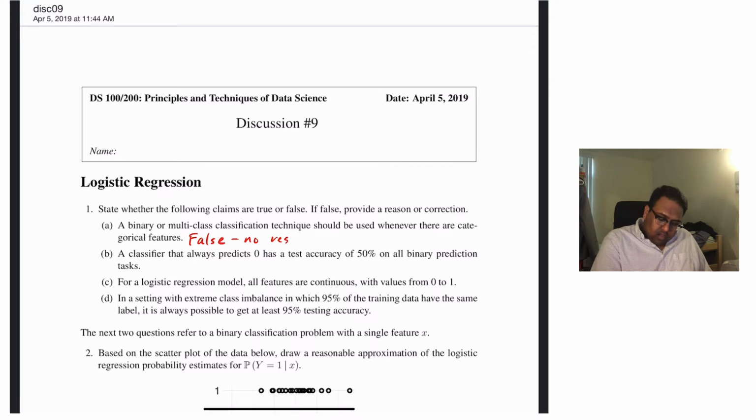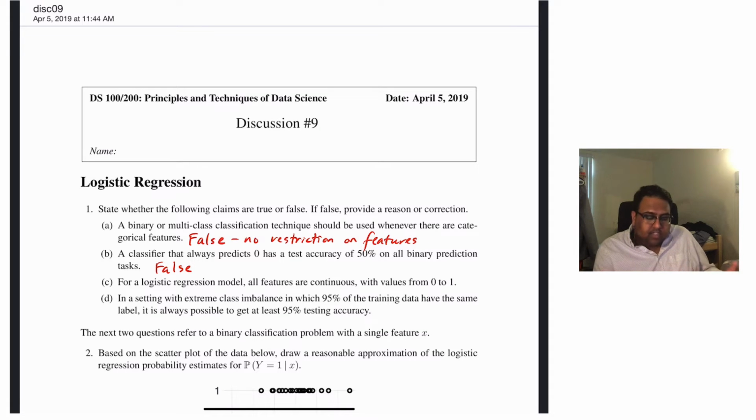So there's no restriction on features. Cool. B, a classifier that always predicts 0 has a test accuracy of 50% on all binary prediction tasks. That's also false. Just because you always predict class 0 doesn't mean you will be right 50% of the time. So for example, if your classification problem is predicting whether or not students pass an exam, and let's say 90% of students end up passing, so 90% of students belong to class 1, if you predict 0 all the time, you're not going to have 50% test accuracy, right? You'll have something closer to 10% test accuracy.